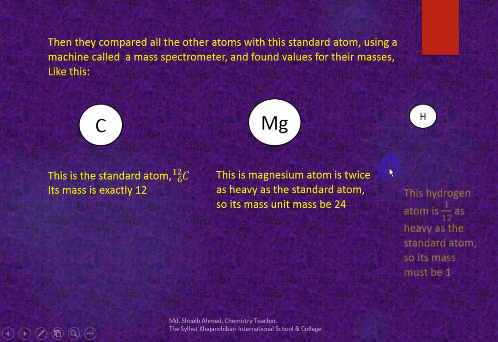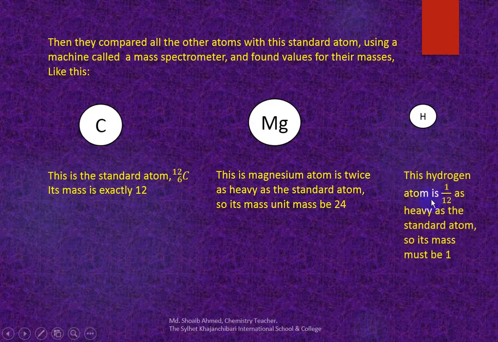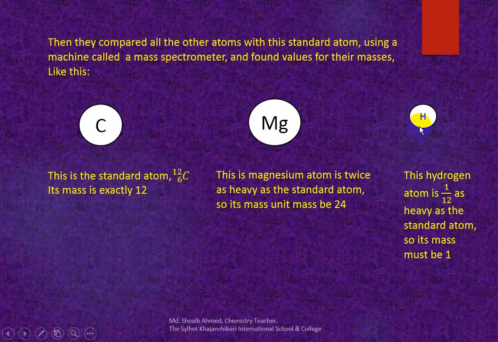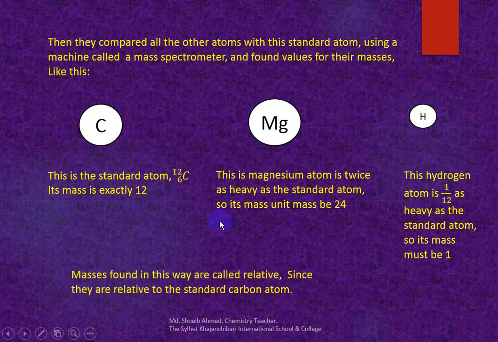Hydrogen. The hydrogen atom is 1/12 as heavy as the standard atom, so its mass must be 1. So hydrogen mass is 1. Masses found in this way are called relative, since they are relative to the standard carbon atom.